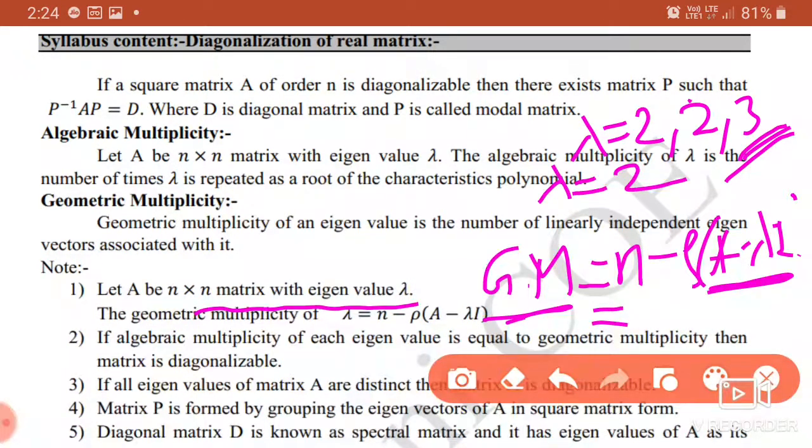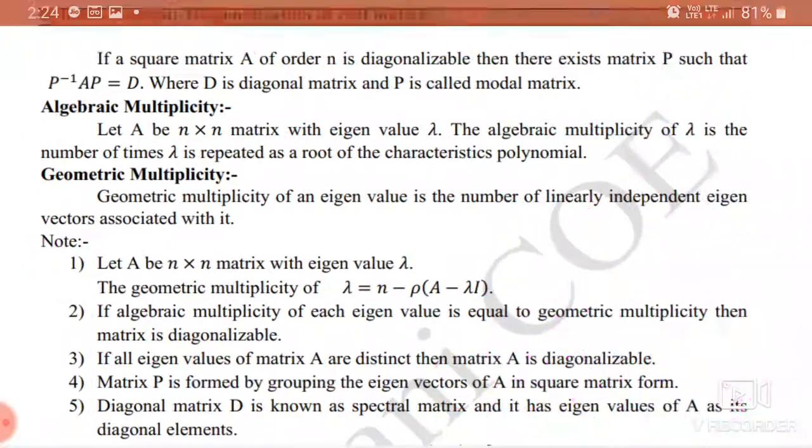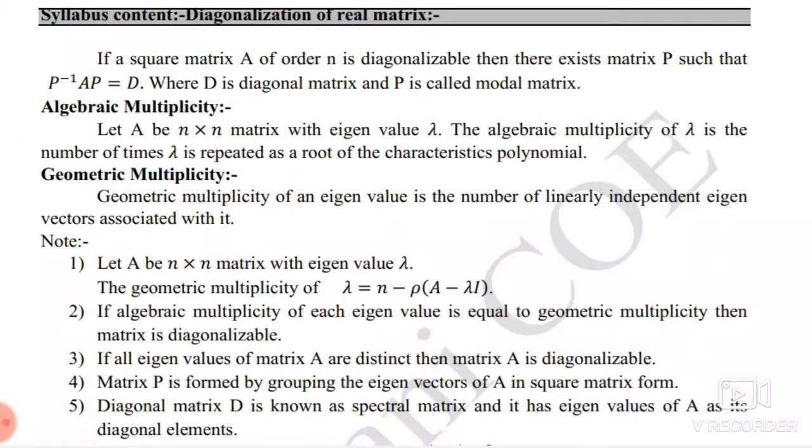Now if we know the algebraic multiplicity and geometric multiplicity, we can tell whether the matrix is diagonalizable or not. The second point is: if the algebraic multiplicity of each eigenvalue is equal to its geometric multiplicity, then only the matrix is diagonalizable. This is a very important point.